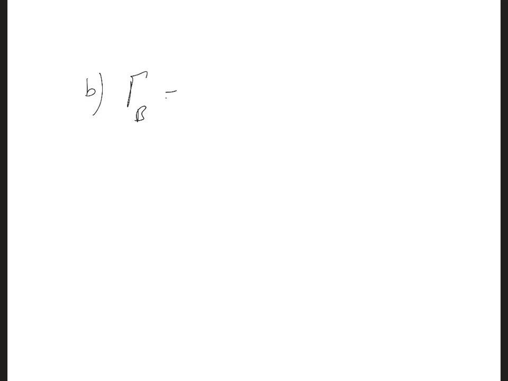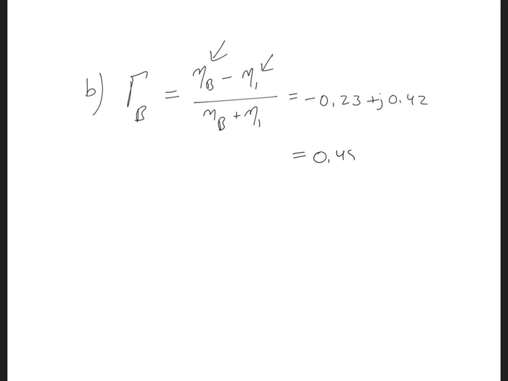In part B, we want to find the reflection coefficient at interface B, which takes into account everything to the right of interface B. So we need eta B minus eta 1 over eta B plus eta 1. And we just found eta B in part A. So if we plug that in, we're given eta 1, we get 0.23 plus j0.42, which we can convert to polar form, 0.48 at an angle of 118.7 degrees.